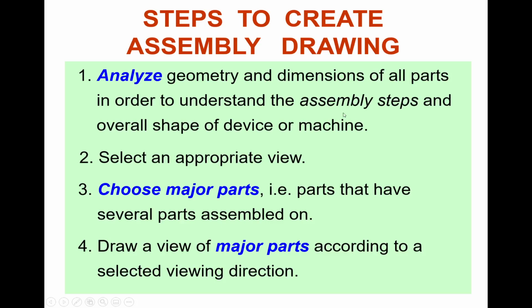Okay, so you ada satu object, you analyze the geometry, lepas tu dimension. Okay, purpose dia untuk you fahamkan lah betul-betul the assembly steps and overall shape of that device atau machine. Lepas tu you select an appropriate view. Okay, maksudnya you kena select lah which one akan jadi front view, which one jadi side view, which one will be the top view. Lepas tu draw the major parts. Okay, parts that have several parts assembled on, and then you just draw the major parts according to you punya selected viewing direction.